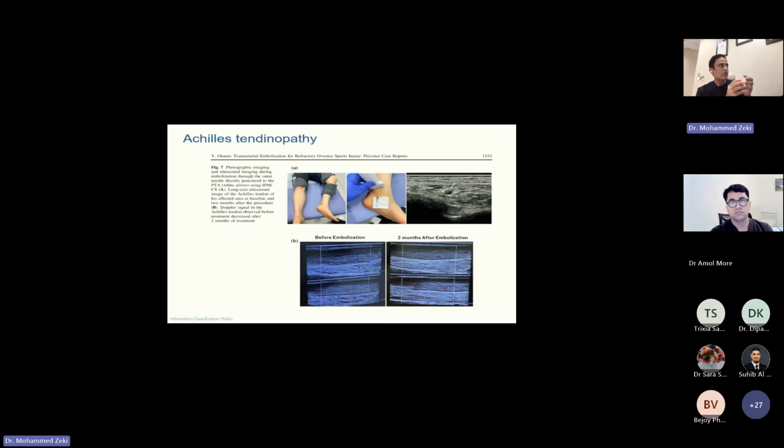Similarly with Achilles tendons. If we have Achilles tendinopathy, if you look at this ultrasound before, there is a thickening and there is neovascularity within the tendon. After the embolization, at 2 months, the thickening is less and there is less blood to the tendon. Again, they did direct injection. It's a day procedure. It takes 10 minutes to do, and the patient will go straight home with no issues.